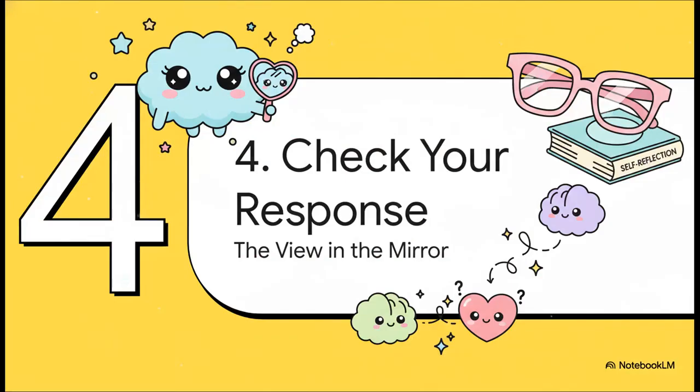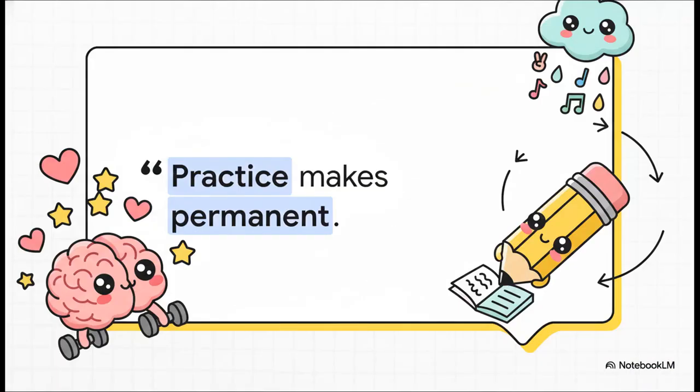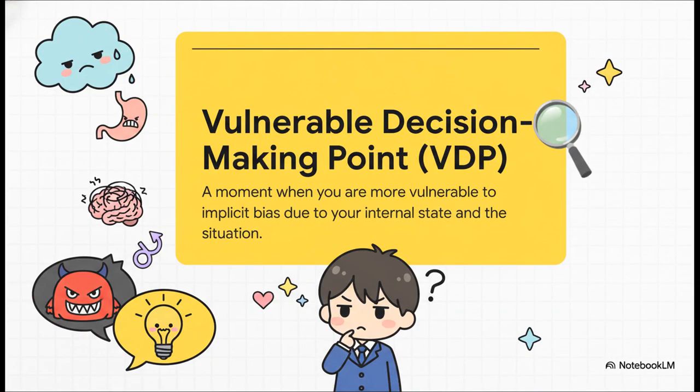Okay, so we've talked a lot about the student, but if we want to be effective, trauma-informed managers, we kind of have to look in the mirror. Our own internal state is a massive factor in these moments. I absolutely love this quote. We always say practice makes perfect, but that's not quite right, is it? Practice makes permanent. That's so true. What you practice becomes your automatic response. So if you want to use these tools effectively, especially when you're stressed out, you have to practice them until they become muscle memory. And that's because we all experience these things called vulnerable decision-making points, or VDPs for short.